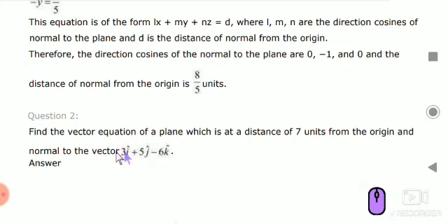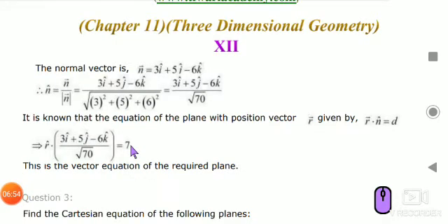This is from the first equation of a plane, which is called the normal form equation of a plane, and it is given by the formula vector r dot n cap is equal to d. In this case, the value of d is given to you, that is 7 units, and the normal vector is 3i plus 5j minus 6k. But we want to write the vector equation of a plane in the normal form, and the formula is vector r dot n cap is equal to d. The normal vector is given to you. We should find the n cap, which is nothing but the unit normal vector to the given vector 3i plus 5j minus 6k.